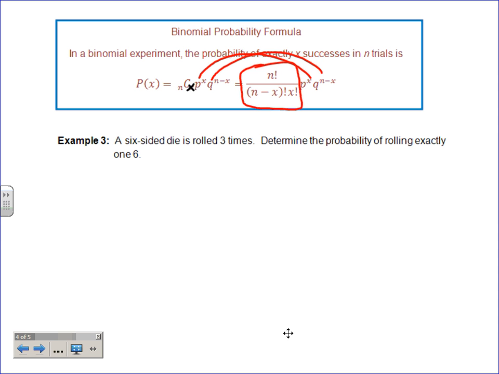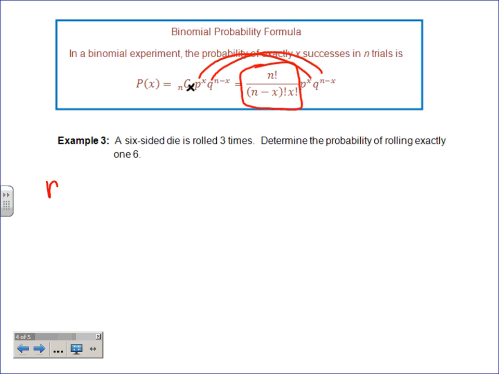Which X am I concerned about here? How many of them do I want? I want one 6. Yeah, the rest of them have to be something else. Yeah, the other ones have to be something else. Okay, so it is binomial.